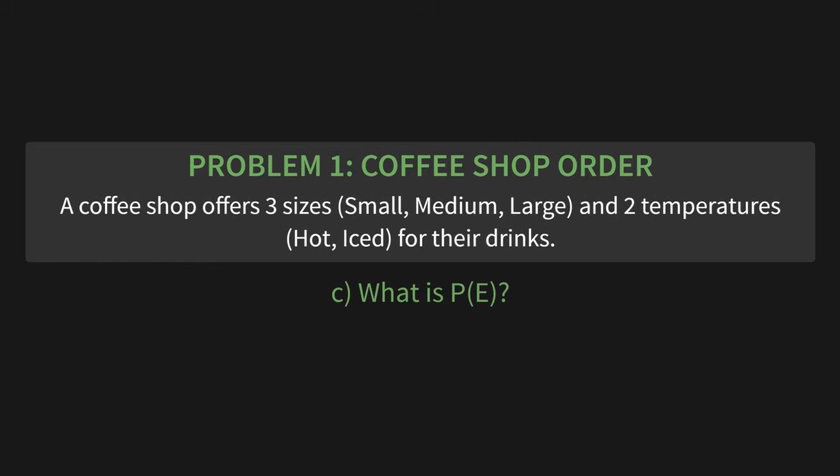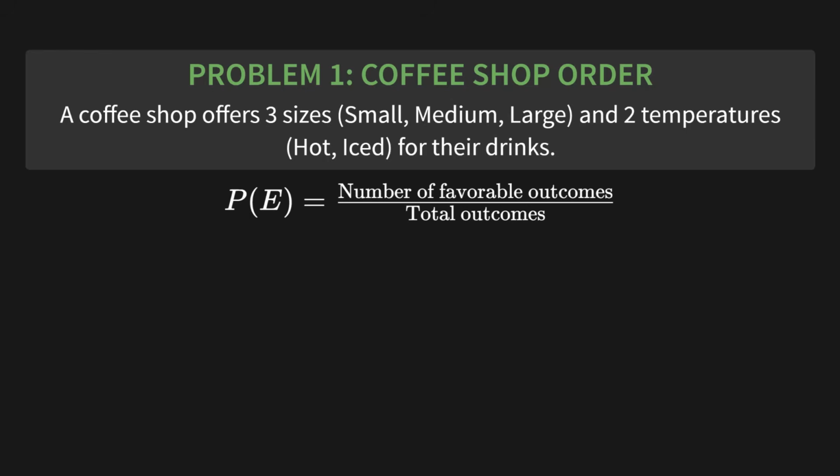What is P of E? Here's that fundamental probability formula. We've got 2 favorable outcomes, the medium drinks, and 6 total outcomes in our sample space. So, what's the probability? We've got 2 favorable outcomes out of 6 total. That gives us 1/3, about 33%.